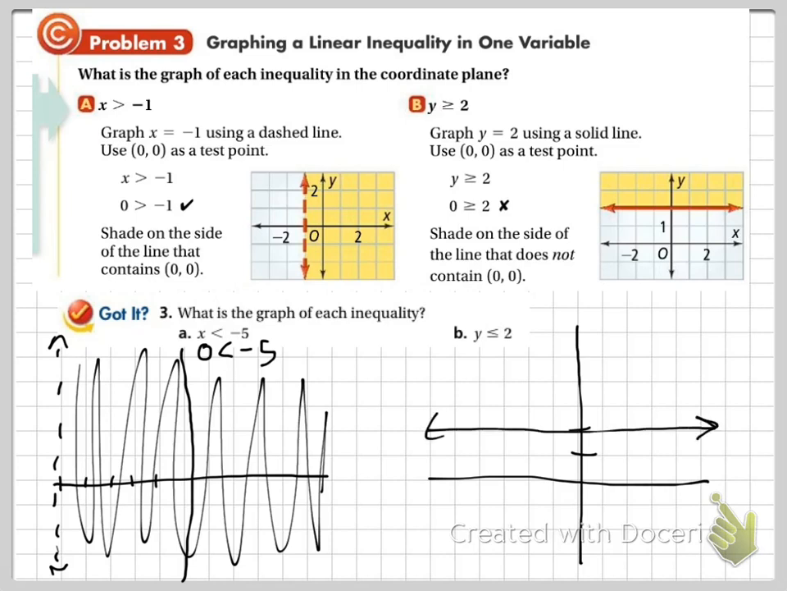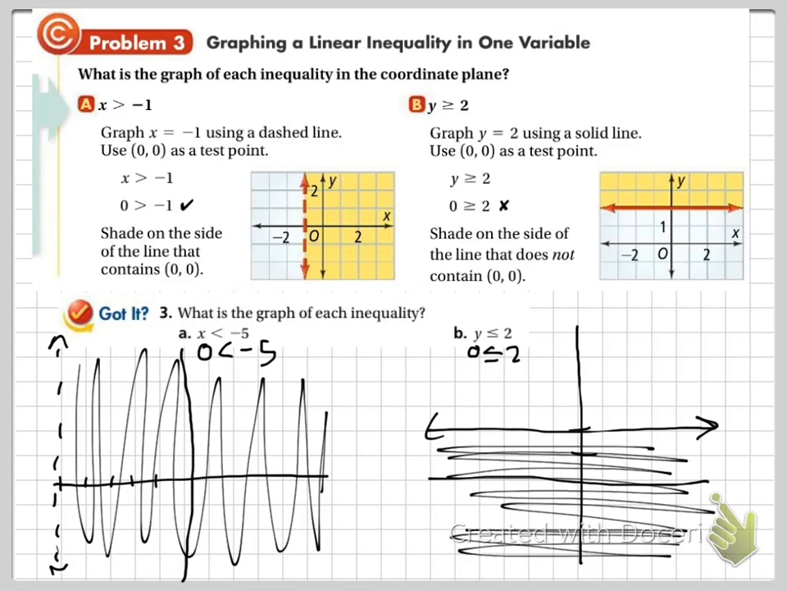I'll just plug in 0 again. 0 is less than or equal to 2. That is true. So I need to shade on the side that has 0. So I shade this side.